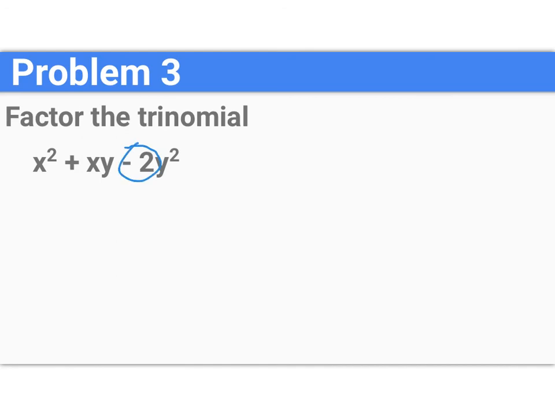All right, same thing here. We have a negative 2. So what are the factors of 2? 1 times 2. But one of them has got to be negative. So if I make negative 1 plus 2, I get positive 1, which is what I had. Okay, so we get x minus 1y times x plus 2y. And then there you go.